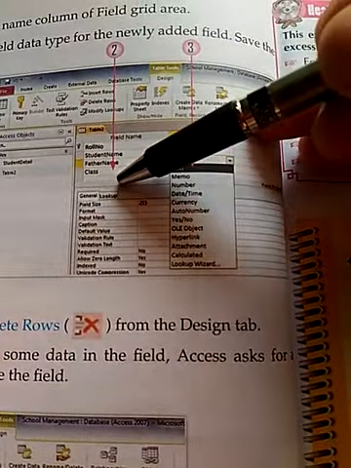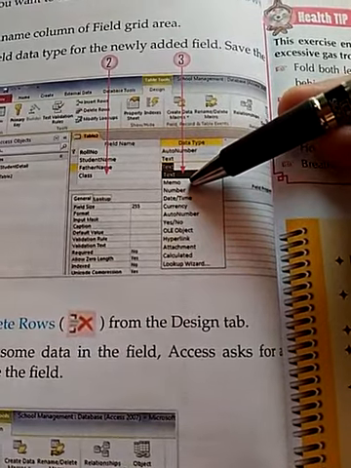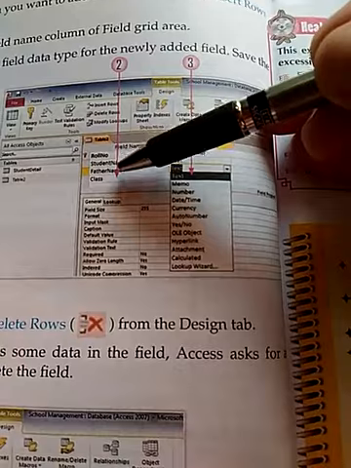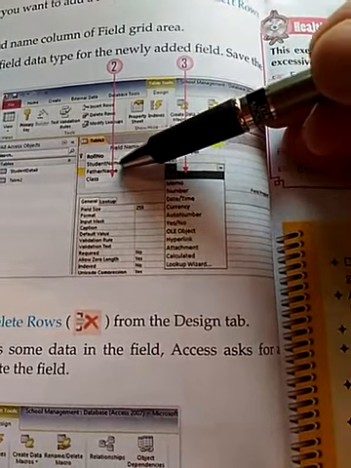Here you can add the name of the new column and the data types. In the same way, if you want to delete a column, then you can delete the column from this particular design view.